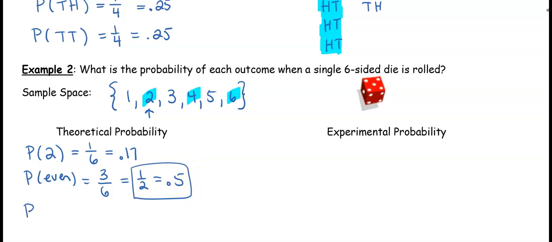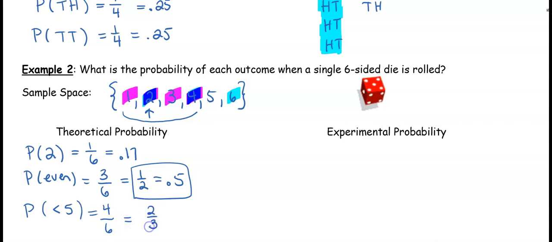What if we said, what's the probability of rolling a number less than 5? We want to be careful here because it doesn't say less than or equal to, it just says less than. So that would be 1, 2, 3, and 4. Those are all the numbers that are less than 5. There are 4 ways to be successful out of the 6 total. So we've got 2/3, which is about 0.67 for that probability. All right, so theoretically, that's what should happen.